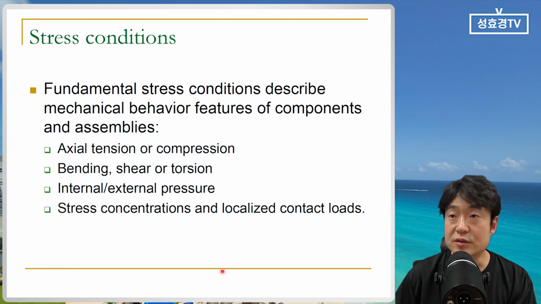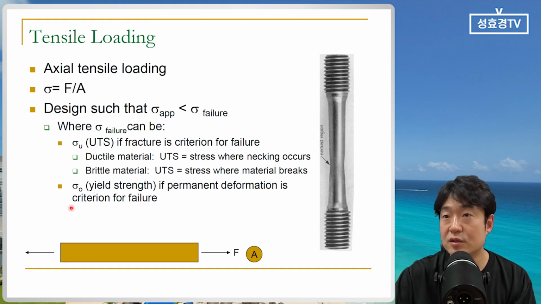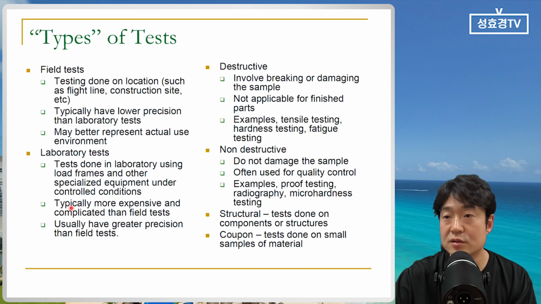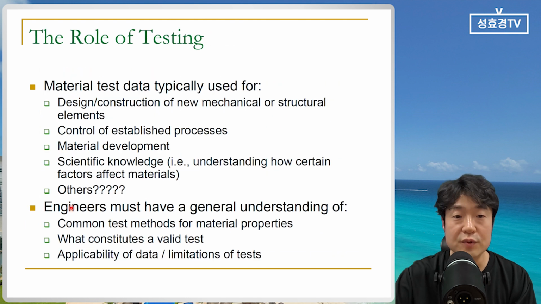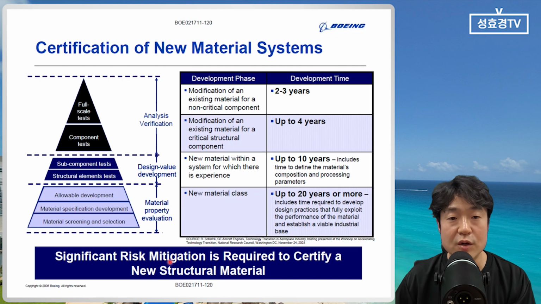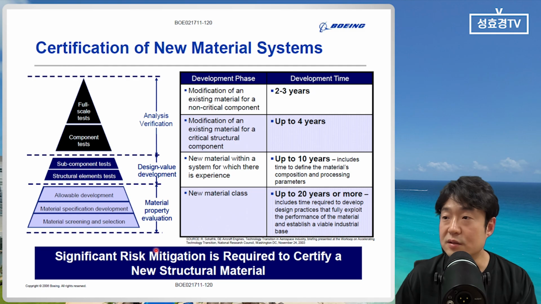Okay, so the stress conditions will be covered next time: axial tension and compression, bending, shear, and torsion. Next time we will learn in depth about tensile loading, the load cell, and the test method. So this is the introduction to aerospace material testing. We understand why we need a lot of tests for the development of aerospace materials. That is the main topic of this lecture. Okay, let's call it a day, and see you next time.